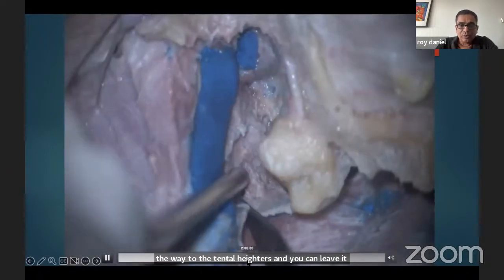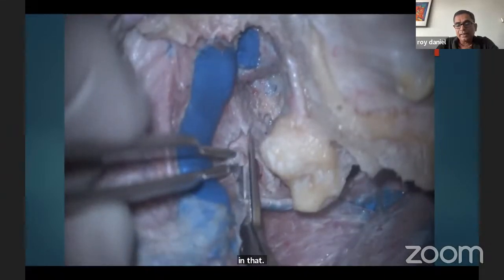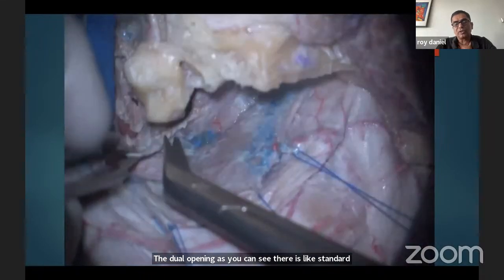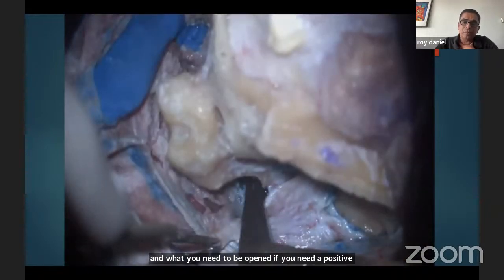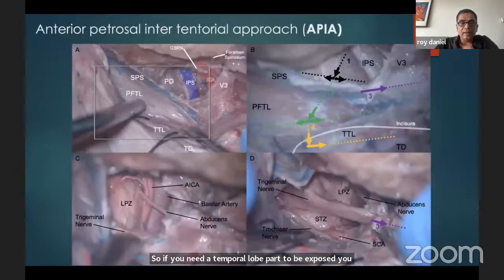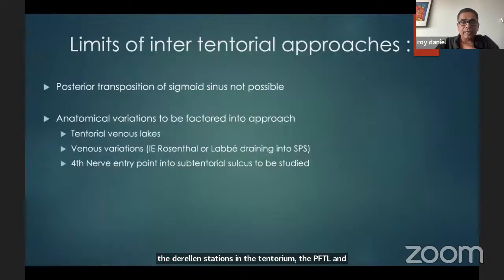So if you were to open in that, the dural opening, as you can see there, is like standard. If you need a posterior fossa approach, then you need to open the posterior fossa. If you need a temporal lobe part to be exposed, you open the temporal tentorial leaf. And these are just diagrams that show the opening of the dural incisions in the tentorium, the PFTL and the TTL, and it can be opened as required.